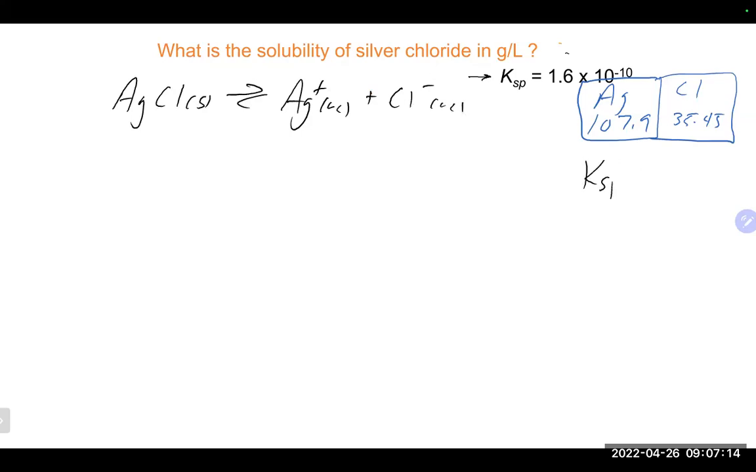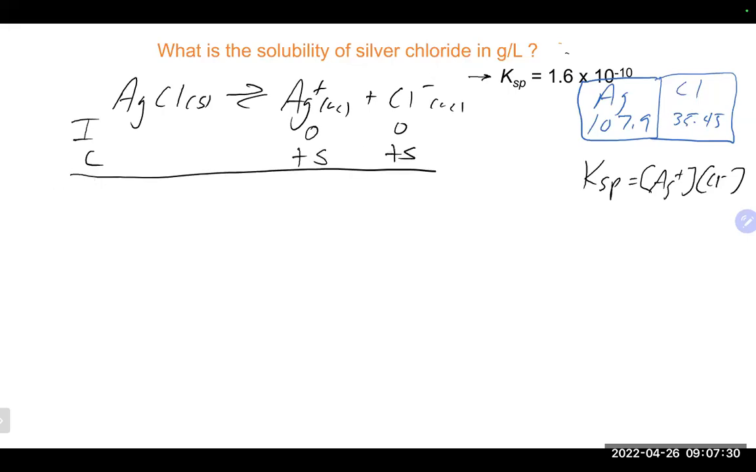Ksp expression here would be the concentration of silver times the chloride concentration. So we have no option but to do an ICE table. So 0, 0. Again, the change here would be plus S, as each of the coefficients are 1. At equilibrium here, we would have S and S at this point. Any questions on the table?